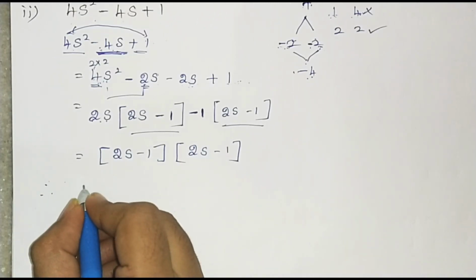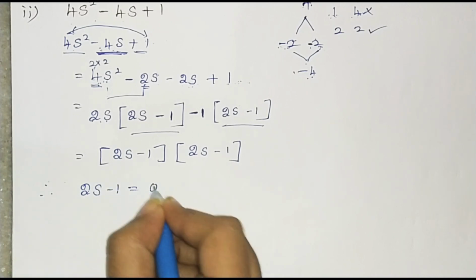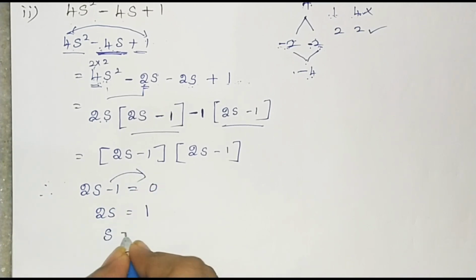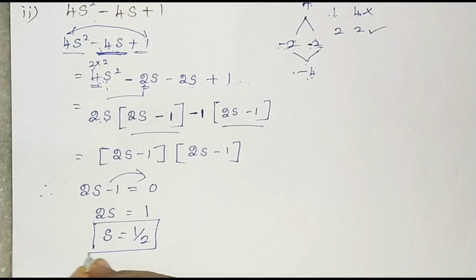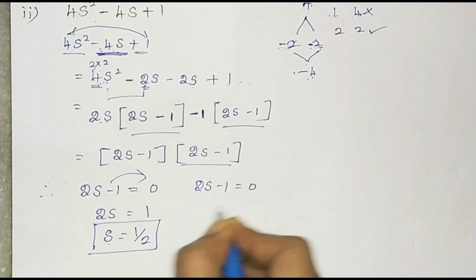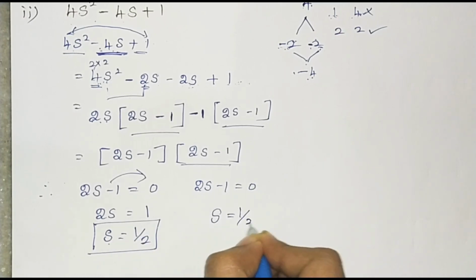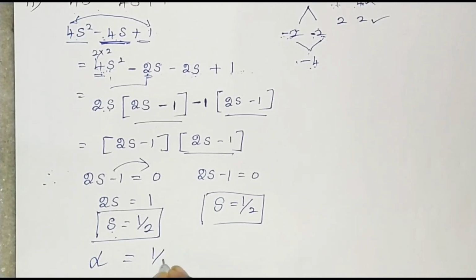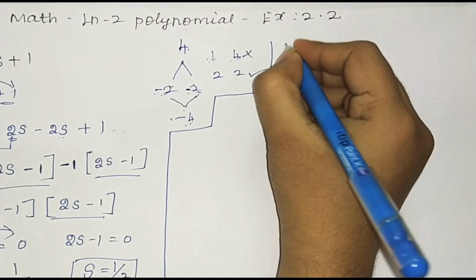Now we can find the zeros. 2s minus 1 equal to 0. Therefore 2s equal to 1, we transfer the minus 1 to that side. Then s equal to 1 divided by 2. So one zero we found: s equal to 1 by 2. Another zero: 2s minus 1 equal to 0. Similarly, the same answer, s equal to 1 divided by 2. So the first zero I consider as alpha, alpha equal to 1 divided by 2. The second zero I consider as beta, so beta equal to 1 divided by 2. So in the first step I found the zeros of the quadratic polynomial. The next step is verification. Now we can verify.